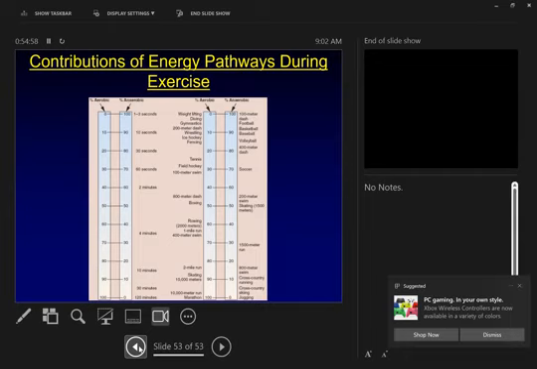I likely won't ask much of the question, but what goes into the myokinase reaction? 2 ADP molecules. Enzyme is myokinase. Then what comes out? ATP and AMP. Very good. Okay. 2 molecules of ADP go in. 1 molecule of ATP and 1 molecule of AMP come out.